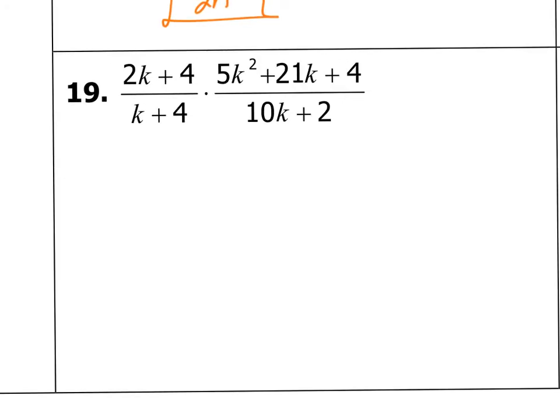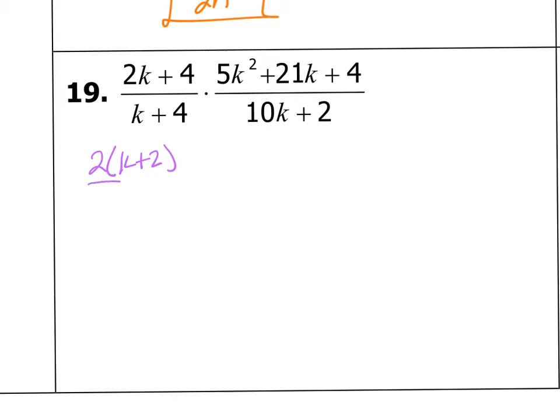Okay, so here we go. I'm going to factor the top and the bottom here. So what can I take out of 2k plus 4? Well, I can take a 2 out. So I'm going to take a 2 and I'm going to get k plus 2.